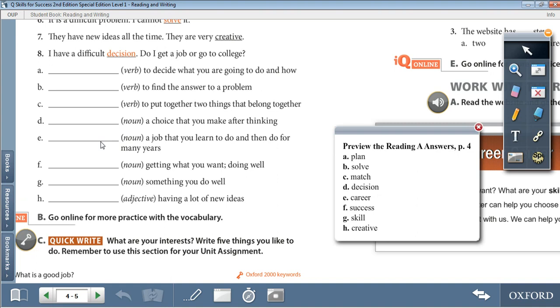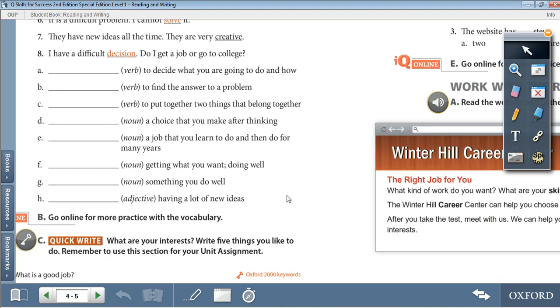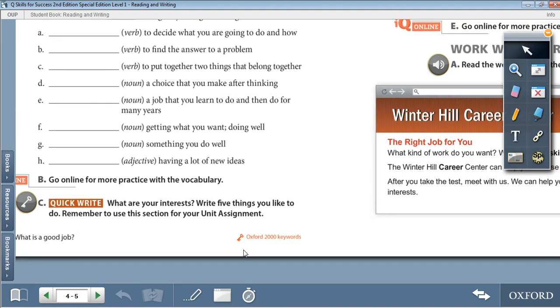E, career, noun, a job that you learn to do then do for many years. F, success, noun, getting what you want or doing well. G, skill, noun, something you do well. And H, creative, adjective, having a lot of new ideas. Moving on.